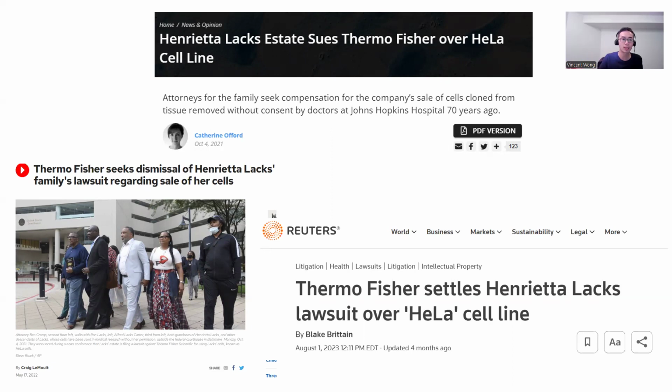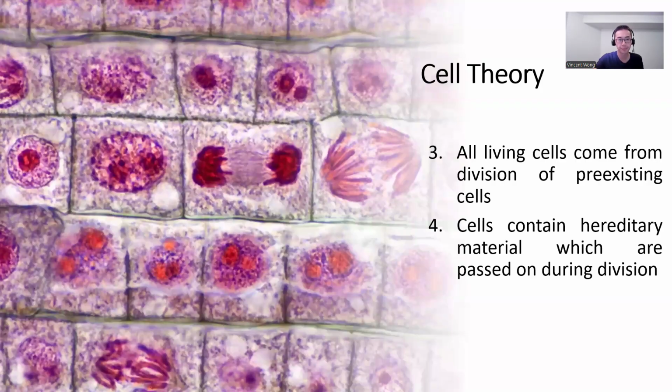Okay, so the company tried to dismiss their case. There was a bit of back and forth, but ultimately, the family won, and compensation was paid to the family regarding the HeLa cells. Okay, you can read more about these things by searching online. Okay, so that brings us to the next part of the cell theory.